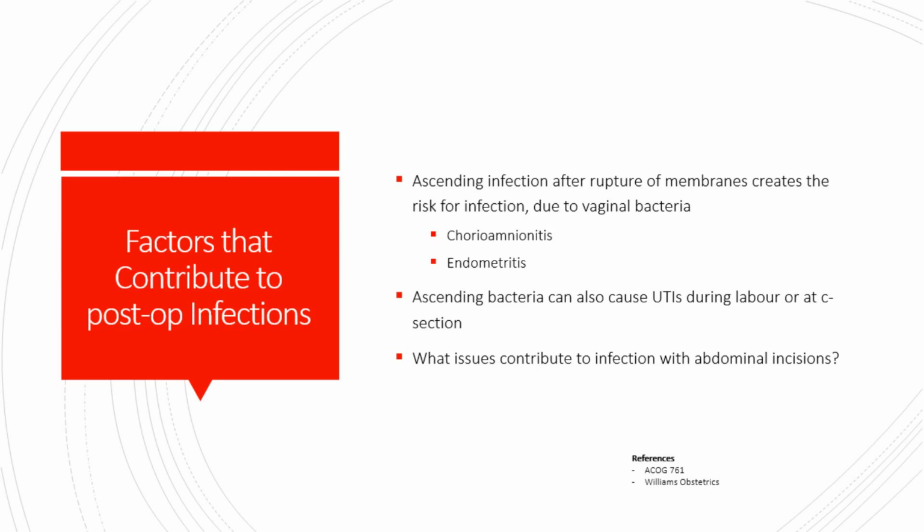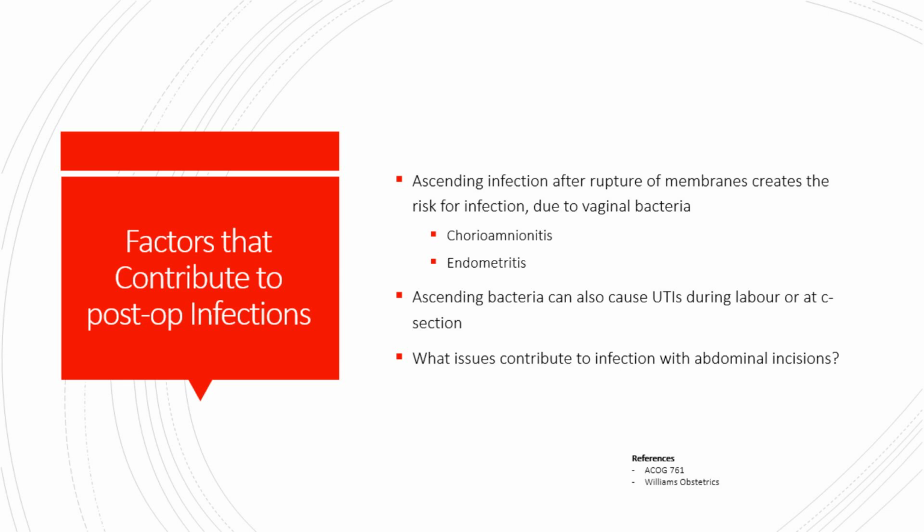Another factor that contributes to infection during the labor process is ascending infection. This is more likely to occur after the water is broken and the protective layer of the amniotic membranes is interrupted. This can cause an infection during labor called chorioamnionitis when the placenta and membranes are still in the uterus, or a postpartum infection called endometritis, which is an infection in the lining of the uterus.